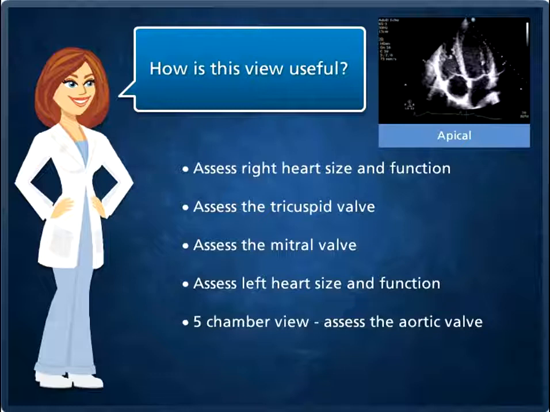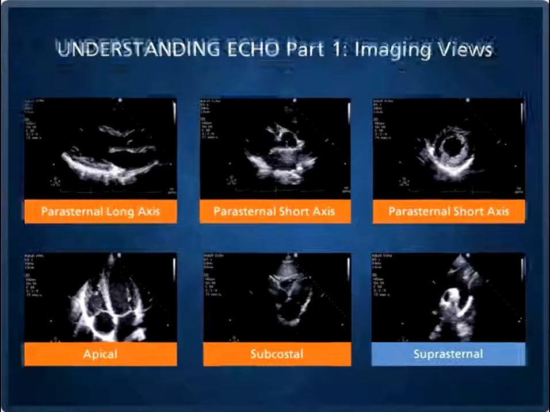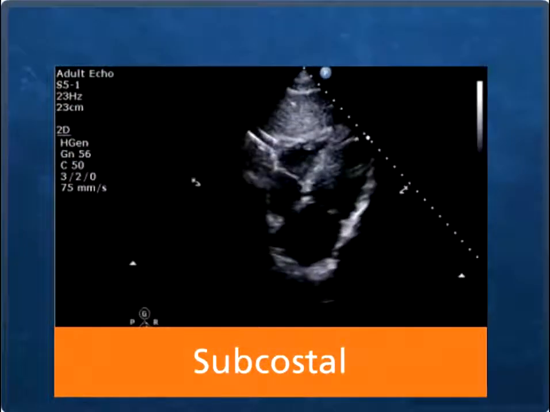And if we rotate the transducer anti-clockwise, we effectively get what's known as a 2-chamber view of the heart, and this is a great view for assessing the inferior region of the left ventricle. With the subcostal view, the patient lays on their back and the transducer is placed below the sternum and angled upwards toward the heart.